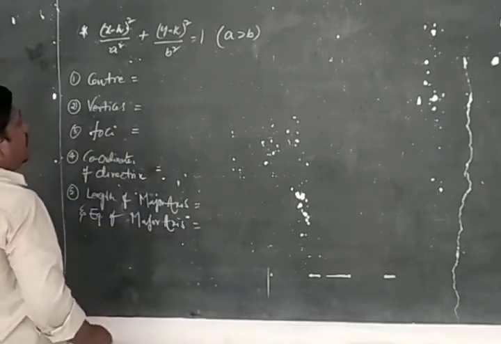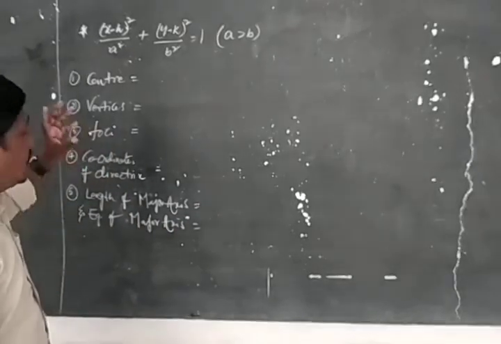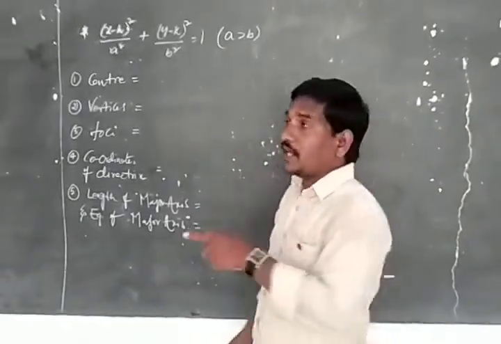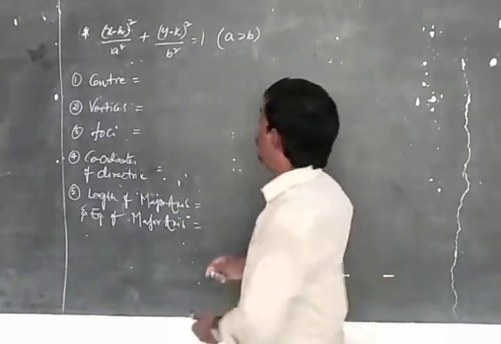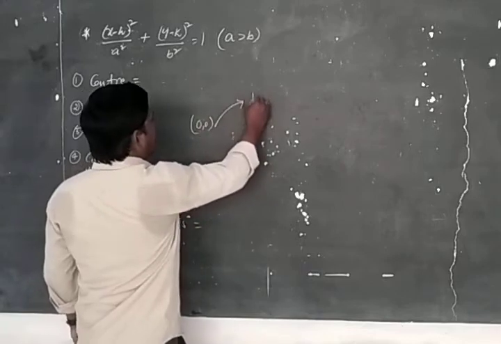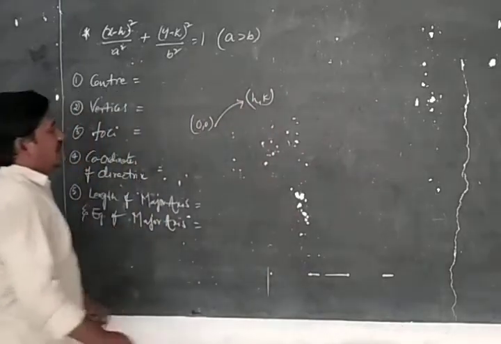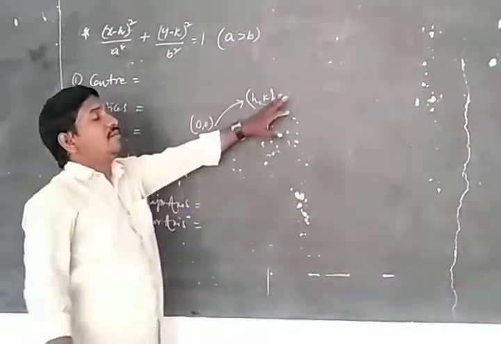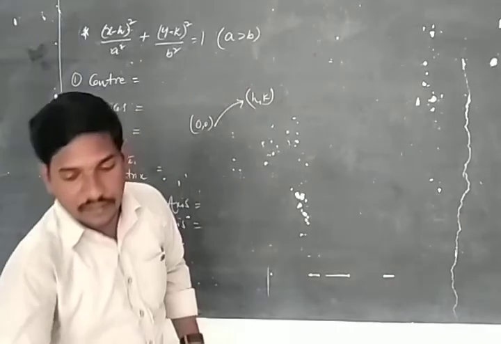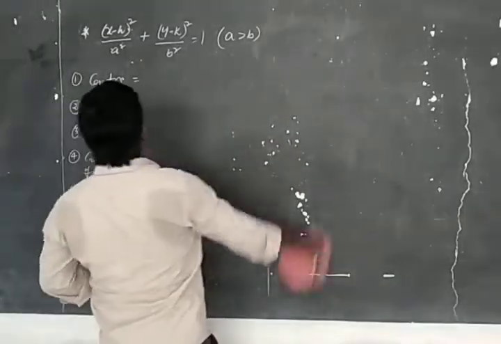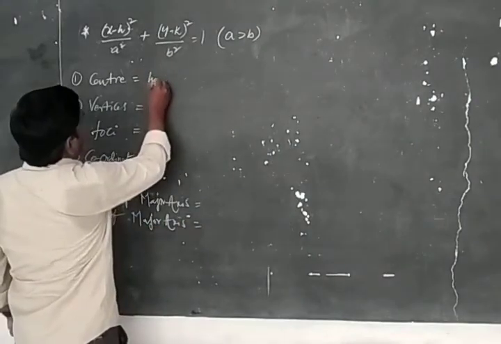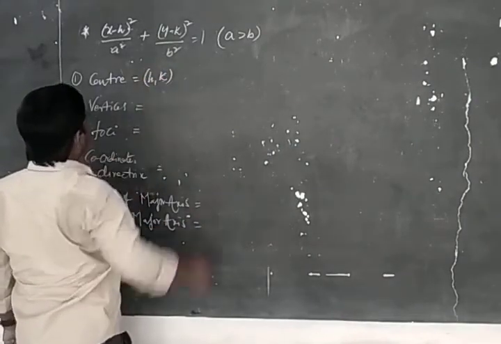Okay, center. So far we learned x square by a square plus y square by b square equal to 1, a greater than b, so the origin is 0, 0. So we have to observe that the origin 0, 0 is shifted to h, k. So h, k should be added to the x and y coordinates. So the center is not 0, 0, it is h, k.